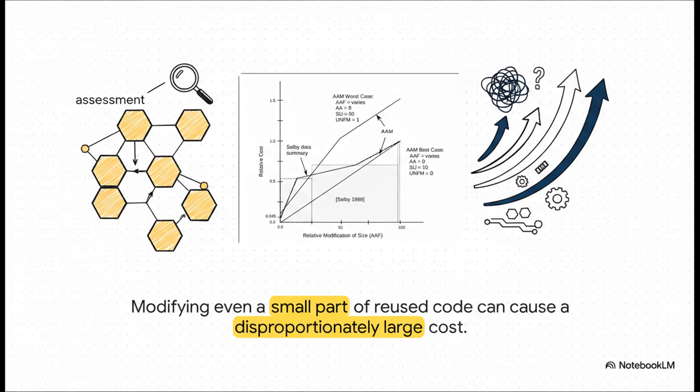But here's the shocker. If you need to modify that reused code, even just a little bit, say changing 20% of it, it can cost you more than half of what it would have cost to just write the whole thing yourself from scratch. Why? Because of the massive effort it takes just to understand the code you're trying to change in the first place.